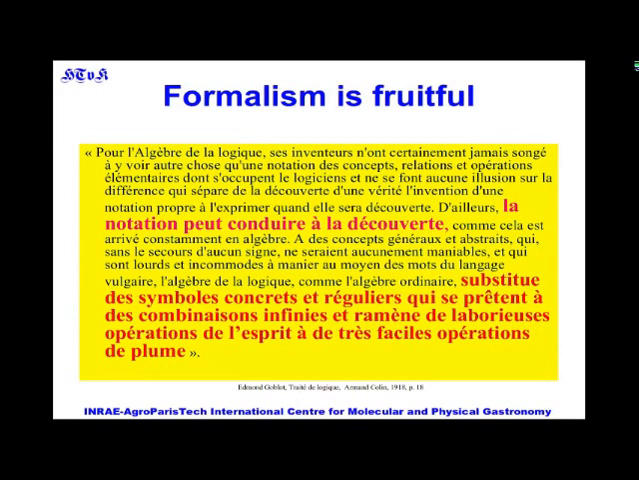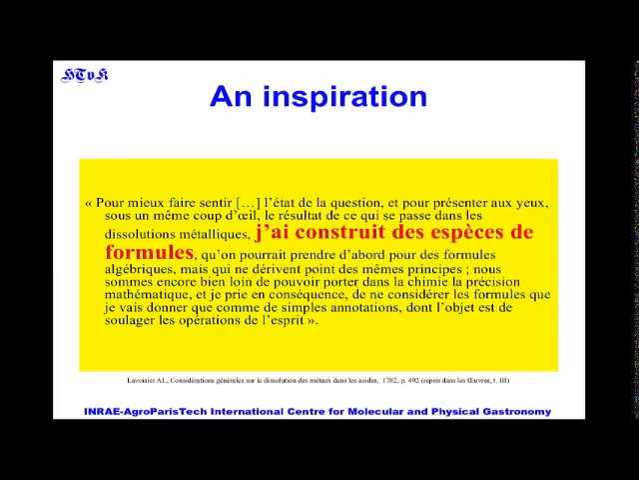Now the formalisms are very important. Here is a text by Edmond Goblot, a mathematician at the beginning of the 20th century, and he said very well, if you describe with symbols, then you can produce a lot of formulas, and these formulas sometimes describe something new that you did not envision before yourself. And this idea is based on the formalism by Lavoisier, but also the mathematicians of the Renaissance.